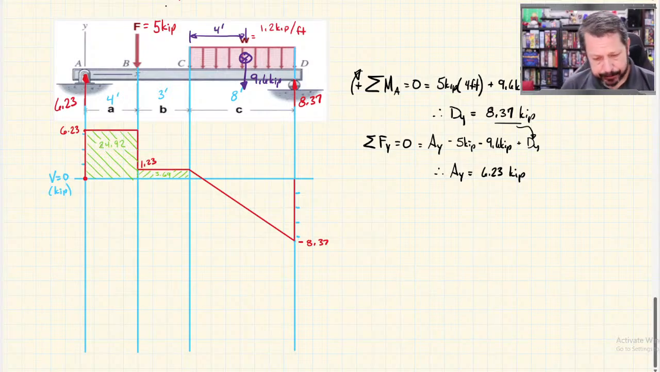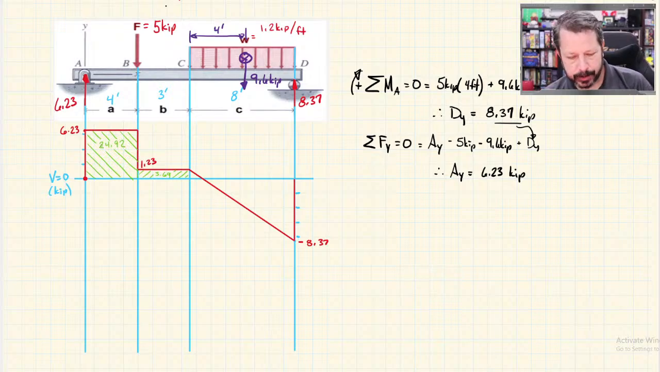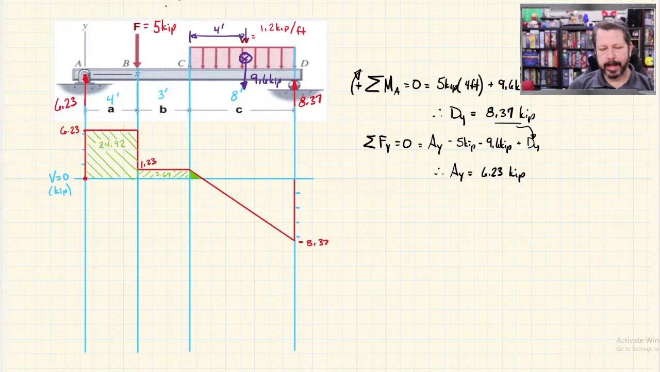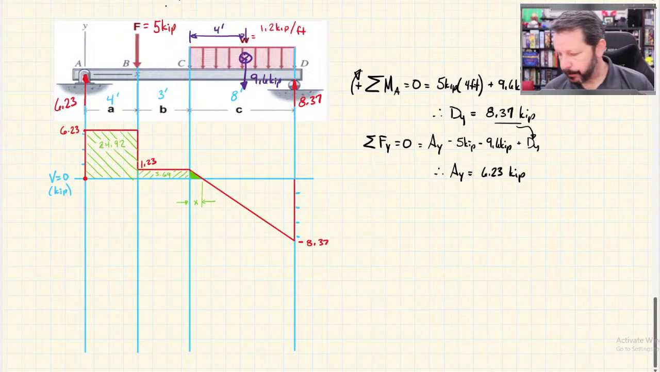Now it gets interesting because I've got this triangle thing from the distributed load, but it's two different triangles. So I've got one that is just this little guy. So the area of that is the base times the height divided by 2 because it's a triangle. The problem is I don't know this distance. So I have to figure out what is x.